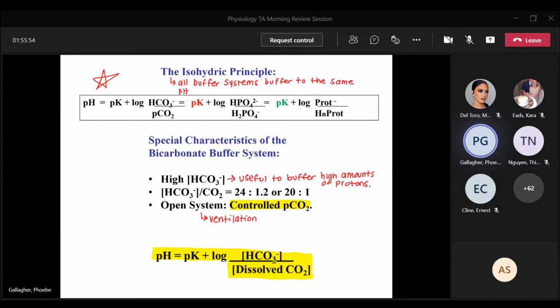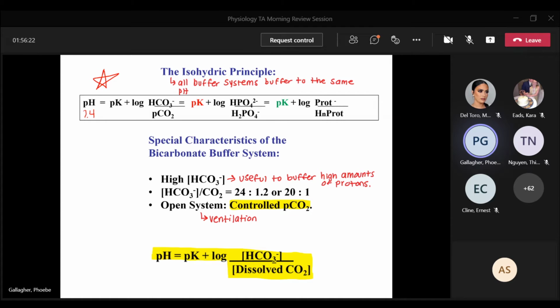This is your isohydric principle. Once again, the different compartments: inside your red blood cells, inside your cells, and inside your extracellular space are going to all have the same pH, so your different buffers are going to all buffer it to the same pH so that they're all equal to 7.4 under normal conditions.